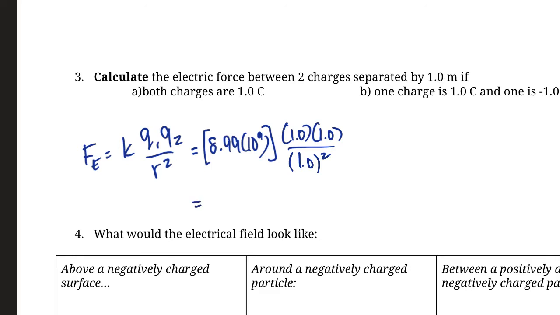If we do this calculation, you should see that it comes out to 8.99 times 10 to the 9 newtons. Is that a big force? That is a big force. That's almost 9 billion newtons. That's a lot of force between two charges, and those charges are just 1 coulomb. It turns out 1 coulomb is actually quite a lot of charge. They're not very far apart, so it makes sense that this force is the way it is.